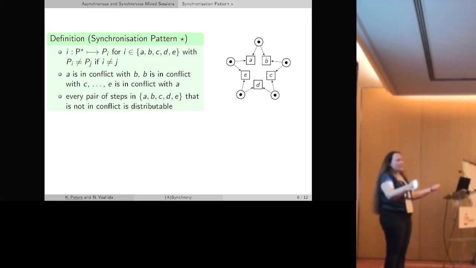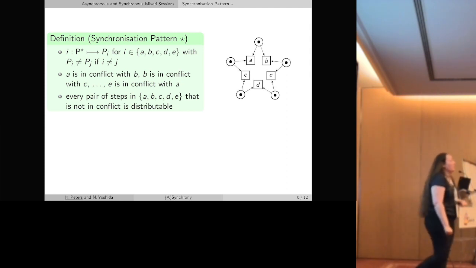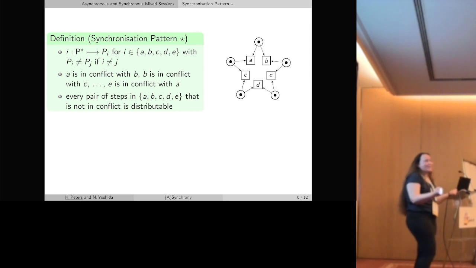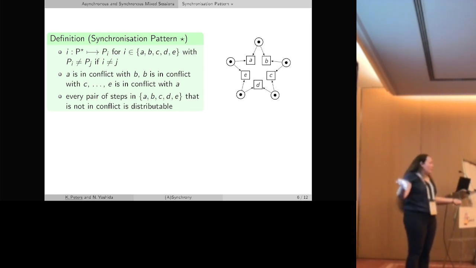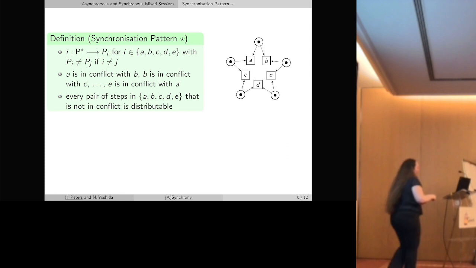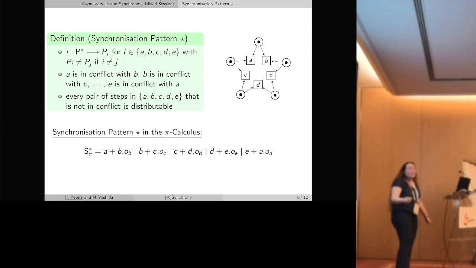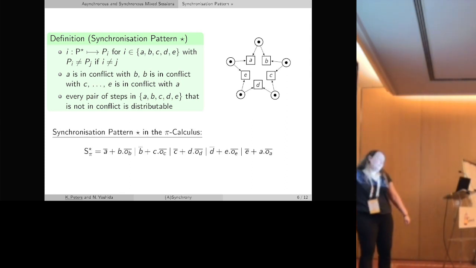So neighboring steps A and B, B and C, C and D, and so on are in conflict. But everything that is not in conflict has to be distributable, so that means completely independent. So if A happens, there's nothing that prevents C from happening later, because A and C are not neighboring. They're completely independent. Okay, again, we find that in the pi calculus, right?